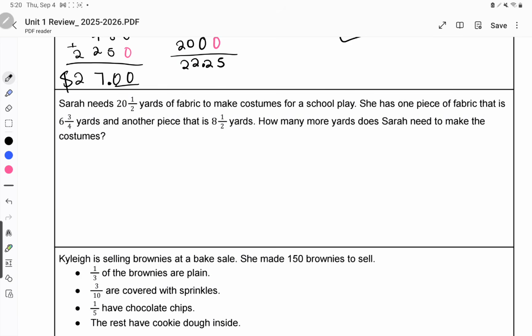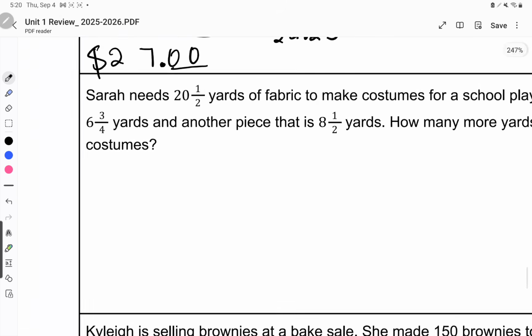Sarah needs 20.5 yards of fabric to make costumes for a school play. She has one piece of fabric that is 6 3/4 and another piece that is 8 1/2. How many more yards does Sarah need to make the costume? So we know that she has 6 3/4 and 8 1/2.